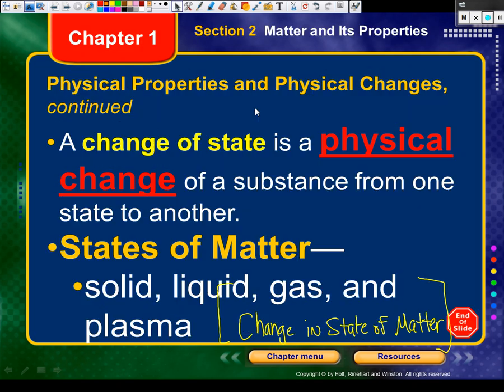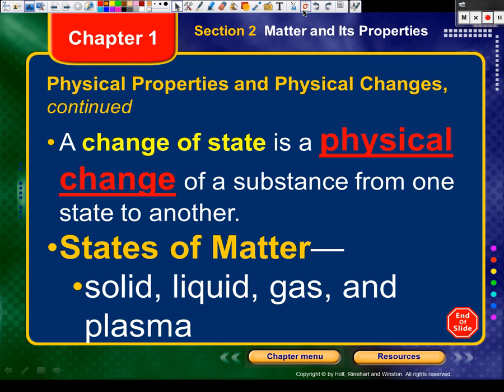Okay. So again, one more time. Big, huge, bold letters. A change in a state is a physical change of a substance from one state to another. Now, what are the 3 states that we most commonly talk about? You know, there's solids, liquids, and gas. The weird one is the plasma.